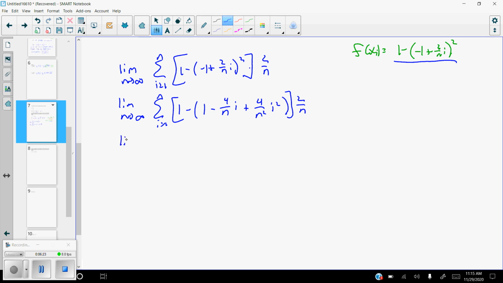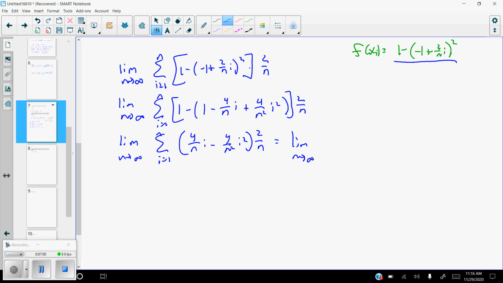Okay, keep simplifying. Again, it gets a little tedious to write all this stuff out. It's not extremely difficult. There's a bunch of algebra, but it's not extremely difficult. So distributing the 1 minus into everything, 1 minus 1 is 0. I have to distribute the minus sign into everything else. So what I should be left with is 4 over n times i minus 4 over n squared times i squared, still all times 2 over n.